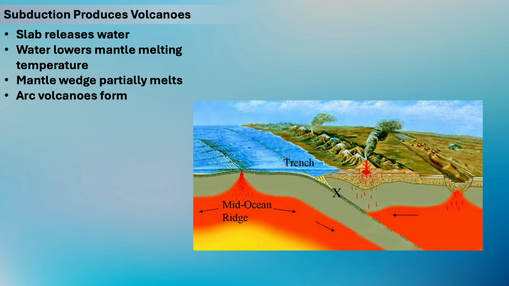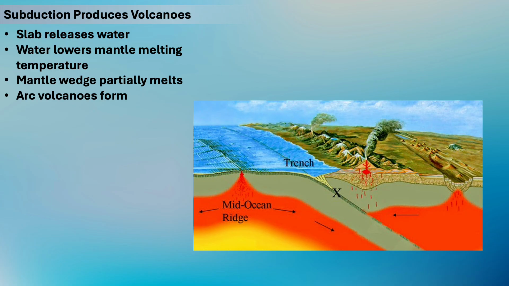Minerals within the slab that contain water and other volatile components become unstable and will break down. This process releases water from the subducting plate into the overlying mantle. The mantle above the slab, called the mantle wedge, is normally hot but solid. When water is added to this mantle material, it lowers the temperature at which melting can occur. As a result, part of the mantle wedge begins to melt, even without an increase in temperature.